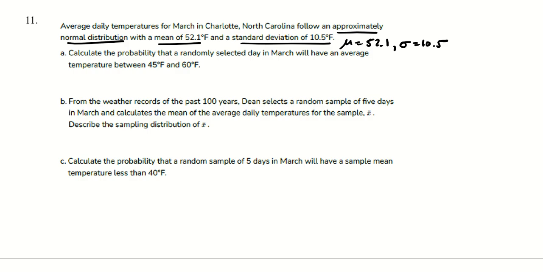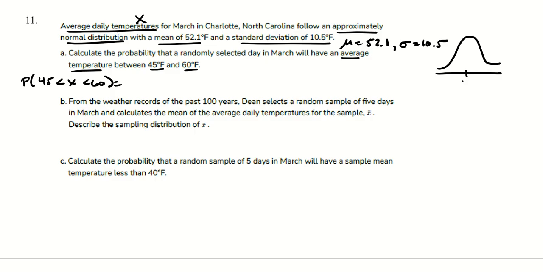Okay, now here they're talking about, remember, average daily temperature is X, okay? So they're talking about average daily temperature, that's X, between 45 and 60. So they're looking for the probability that X is between 45 and 60 degrees Fahrenheit. Okay, and we know it's normally distributed. Actually, let me just do this over here to save some room.